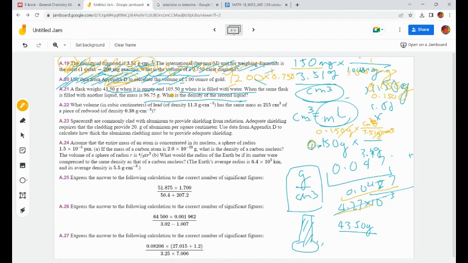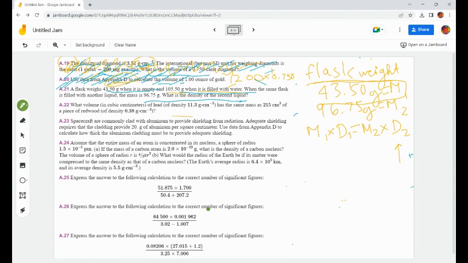Ooh, a question that I really don't know how to solve. Let's see. Fill it with water. Well, that's going to take a while. So, as you can see, the next question is this one. So this is how you do it. The flask's weight is this.